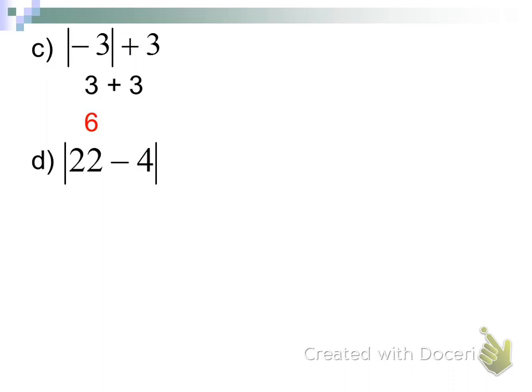Now, on this one, there's something you can simplify within the absolute value symbols first. You want to take care of that before you think of the positive. So do 22 minus 4, which is? 18. Were you going to say 18? Yes, it is 18. And what's the absolute value of 18? 18. Any questions on that?